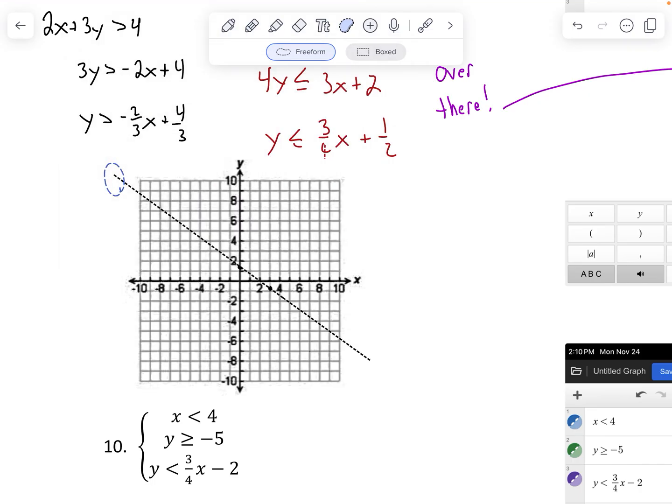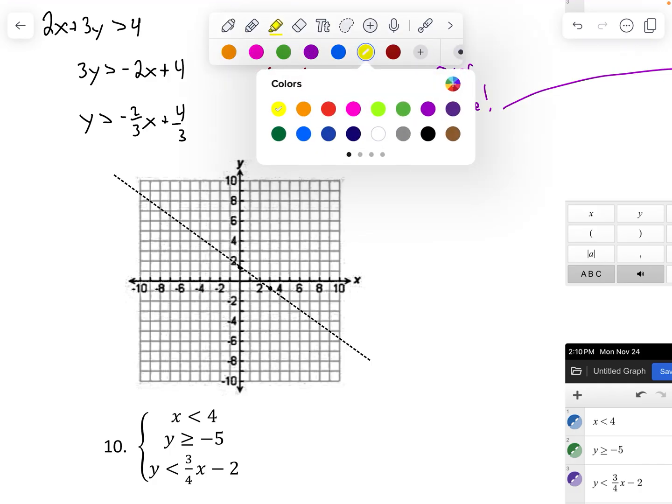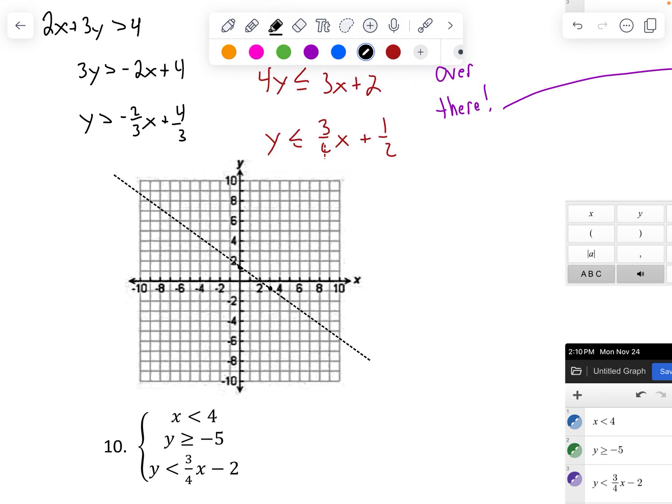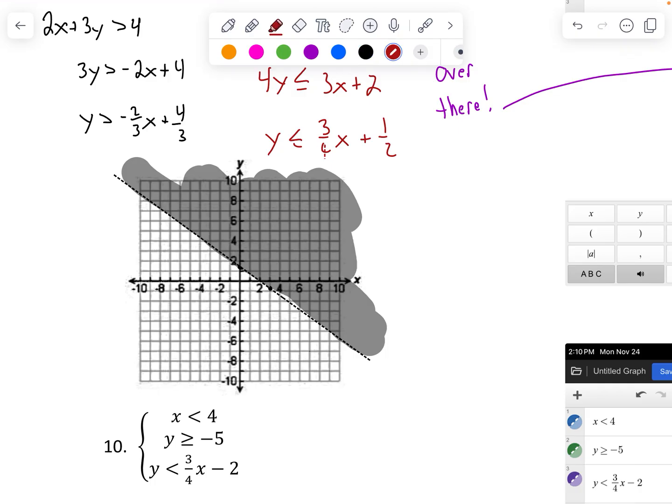Change it to dashed. Oh, it changed the whole line. That was nice. And then we're going to shade above the line because it's greater than. So we come back to our shading. And we're going to shade above the line up here. Oh, I don't like how that looked. All right, but it doesn't have to be perfect. So like that.